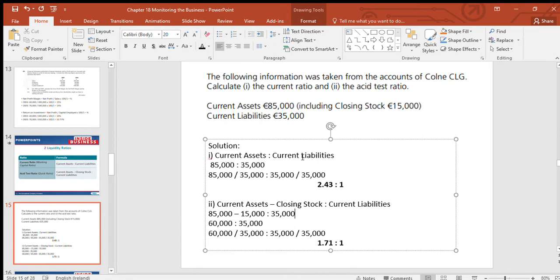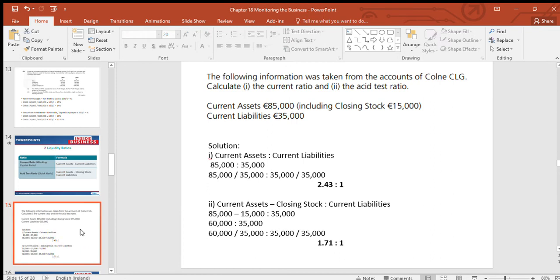Current assets minus closing stock is to current liabilities. There are your figures. Divide by the smaller side. That's your answer. Again, all you need to do is remember the formula, and you pretty much get full marks in any question they'd ask you, because it's quite straightforward.